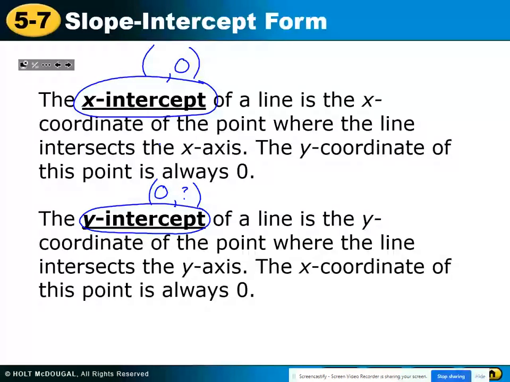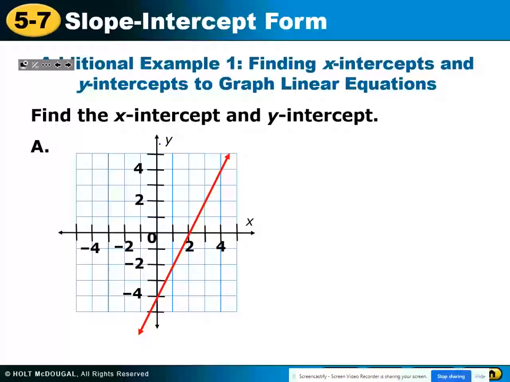So it could be whatever, all right? So that's what they're saying there when you get your ordered pair. X-intercept, the y is always 0. Y-intercept, the x is always 0. Okay? So now, find the intercept for the x and the y. So we're finding out where it crosses that line.